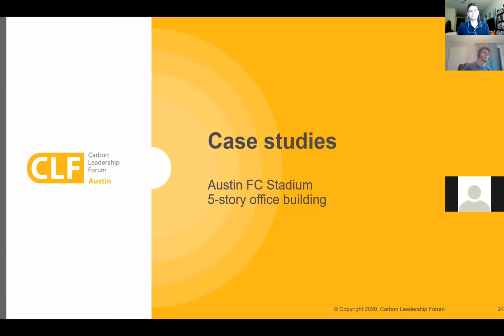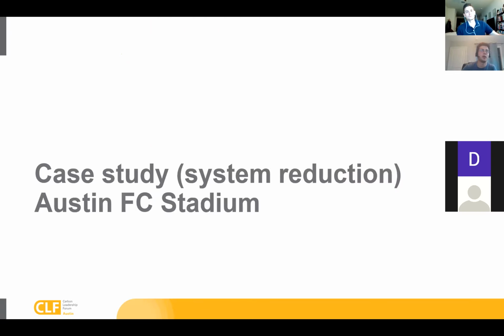Okay, case studies. So I'll start with the first case study. It's Austin FC, a new MLS team. It was a two-pronged approach. One of them was system level reductions, and then we also still have material reductions. So the basic structure has the precast seating and then concrete elements, concrete foundation, and then a steel roof.